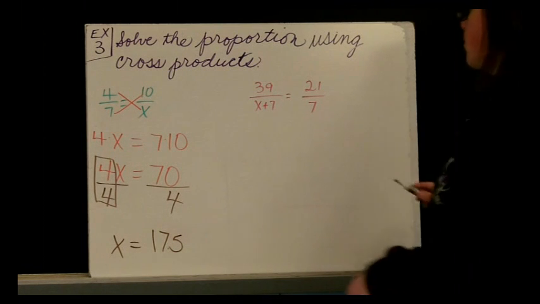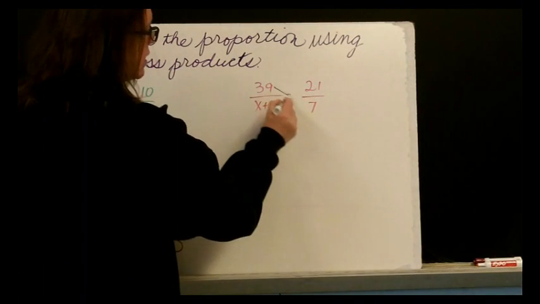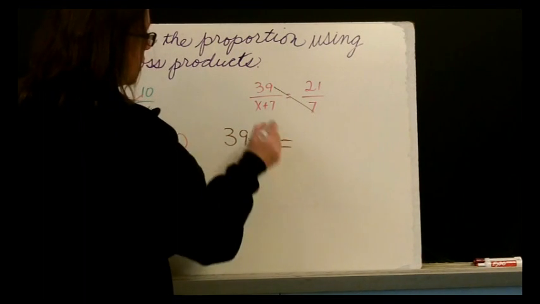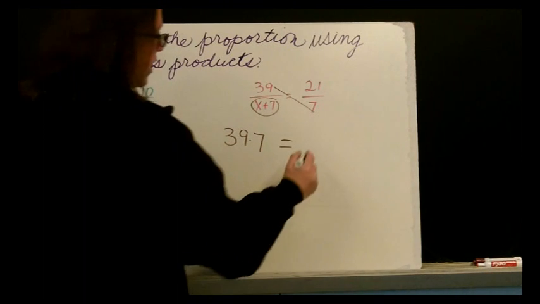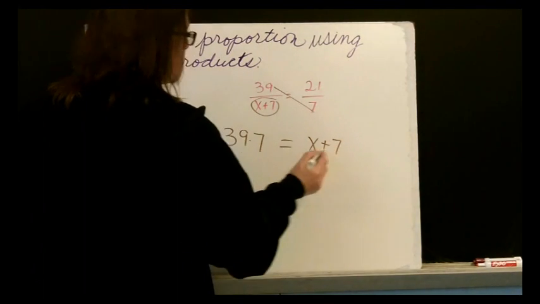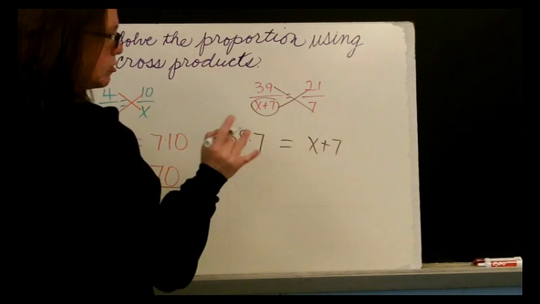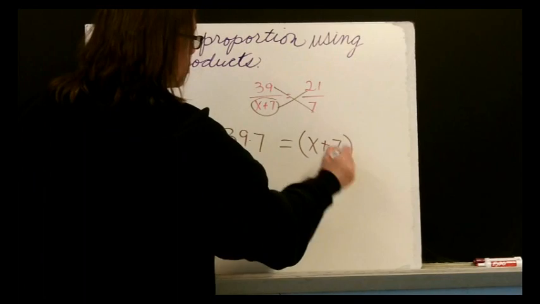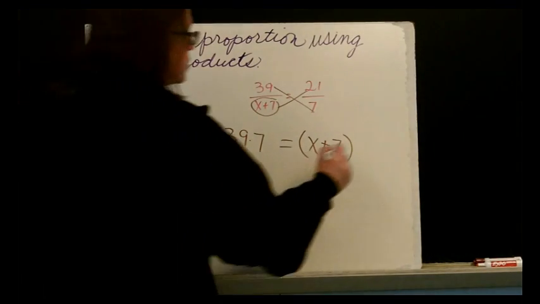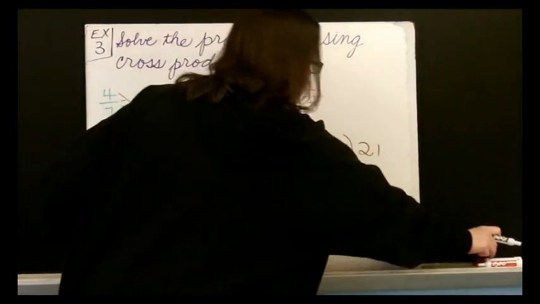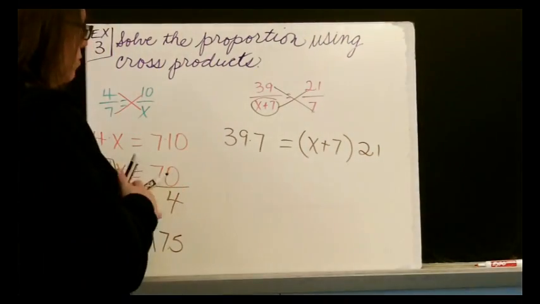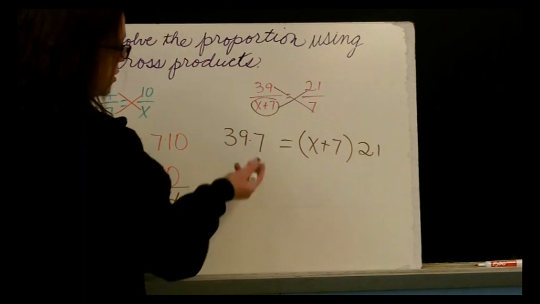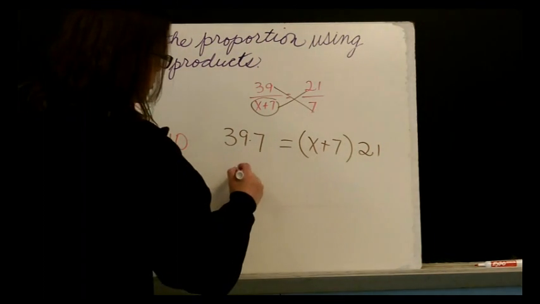The cross-simplifying means 39 times 7 equals this denominator, x plus 7, times 21. Now here's what I'm going to do. Because x plus 7 is an expression, I'm going to enclose it in parentheses and then put the 21 on the outside. So now what do we do? Well, we multiply. We have our 39 times 7. 39 times 7 is 273.